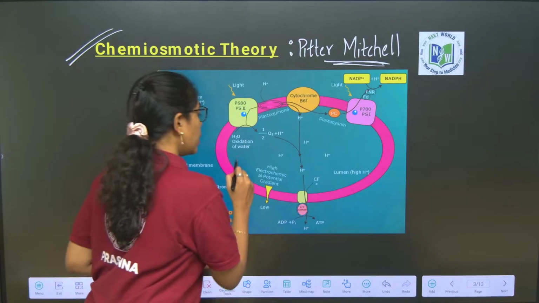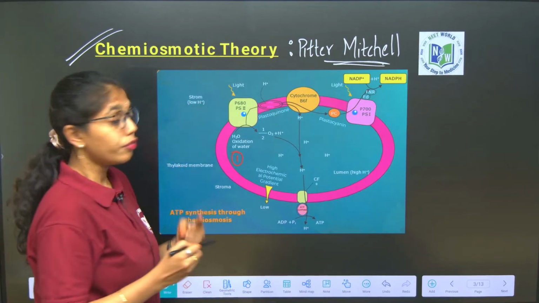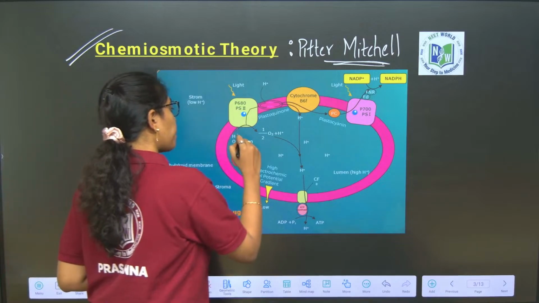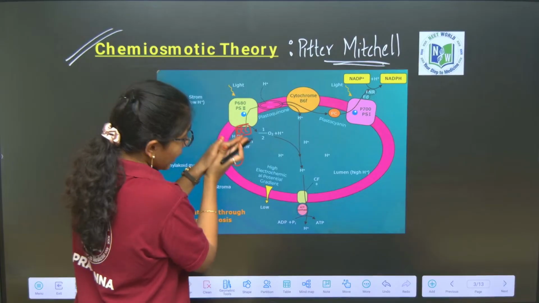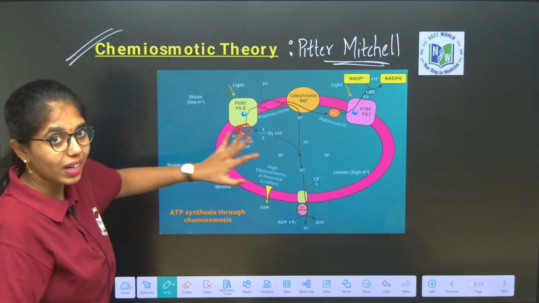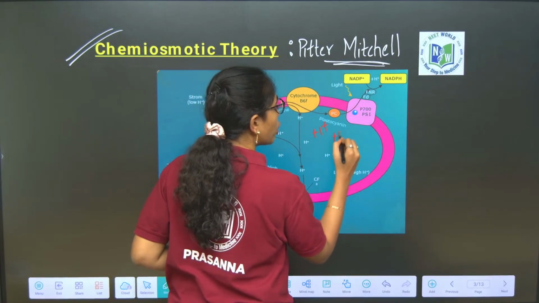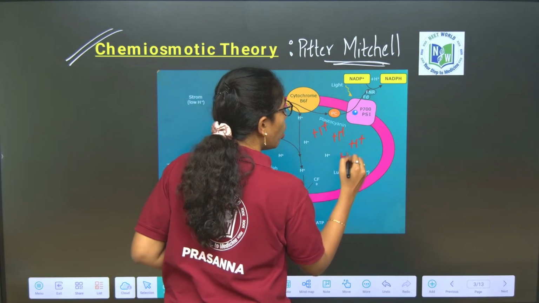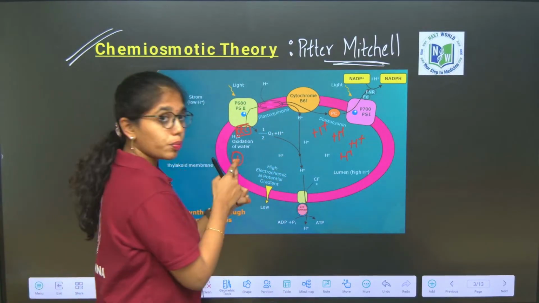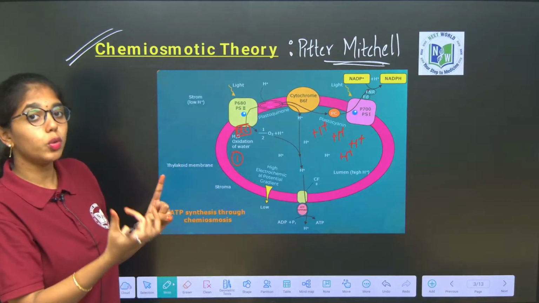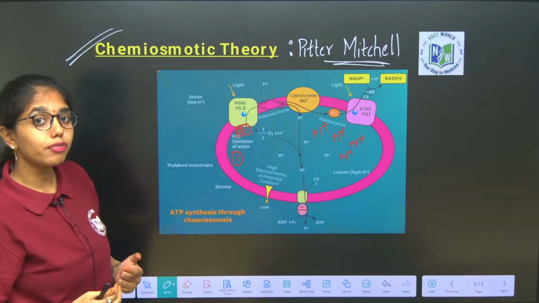First is photolysis of water. The very first reaction is photolysis of water, which happens through the oxygen evolving complex, which is located on the inner membrane of the thylakoid towards the lumen. This will be releasing out protons. This proton concentration will be more in the thylakoid lumen. This is the first point, which says that proton accumulation is taking place inside the thylakoid lumen. This is because of photolysis of water.